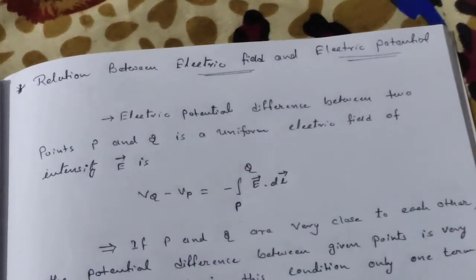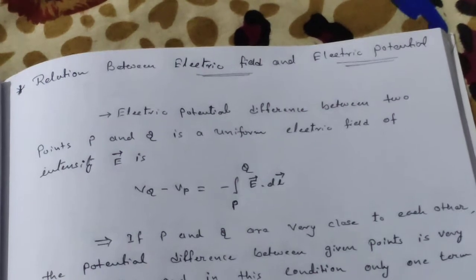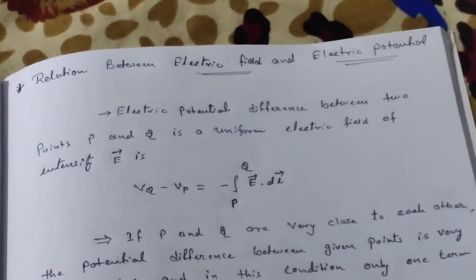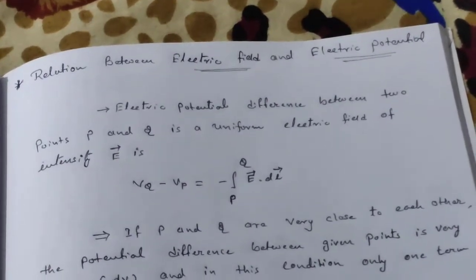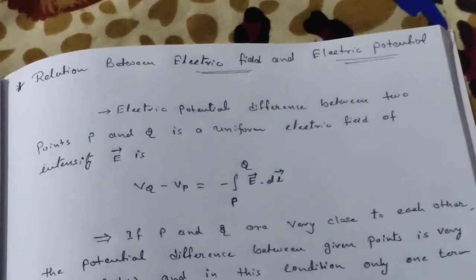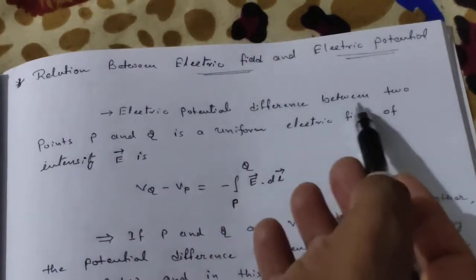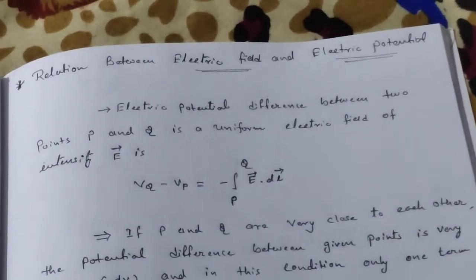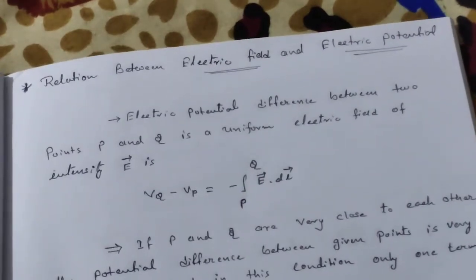Here we have two plates or two points where we have electric potential. Last time we showed this in a basic manner. So let's see how to solve this. Electric potential difference between two points P and Q in a uniform electric field.